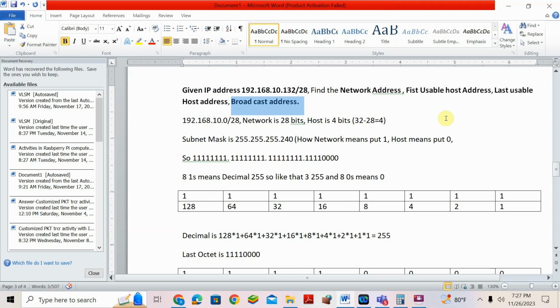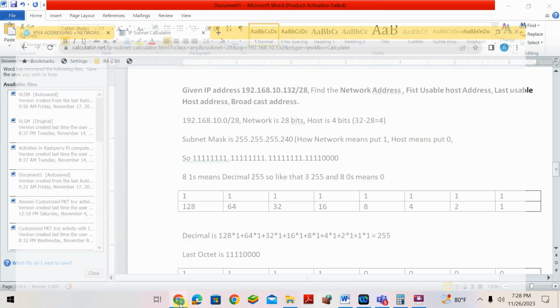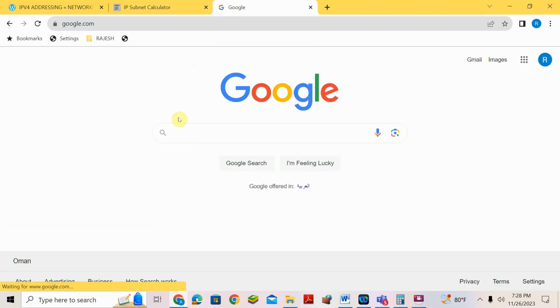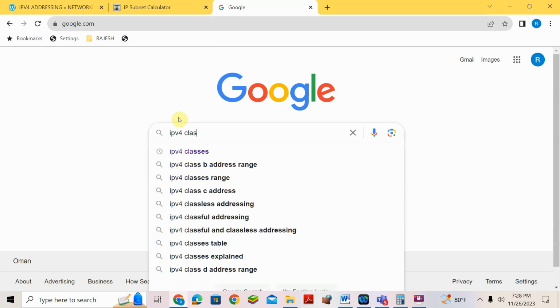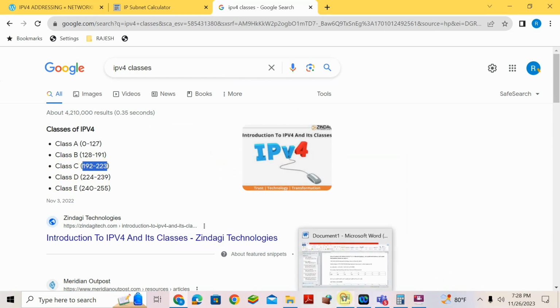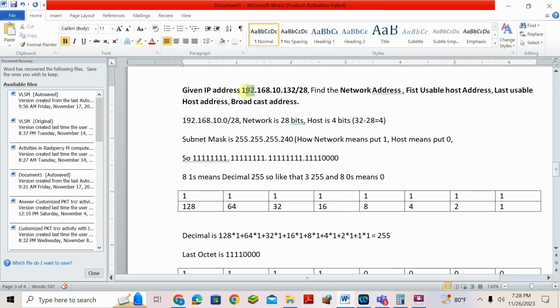Okay, the first thing, this is class C. What is class C? I told you, if the first octet, the first part of the network, comes between a certain range, it is a particular class. I will Google that and tell you why it is class C. IPv4 classes: class C means the first octet is between 192 and 223. So this is 192 in the first part, so this is class C.